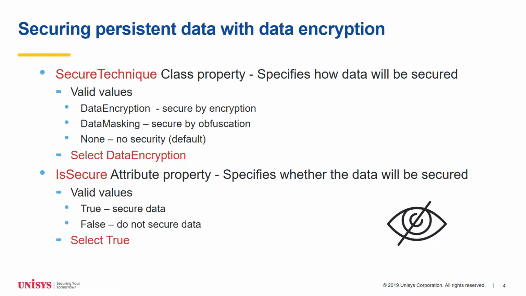AB Suite 7.0 MCP Runtime uses two model properties to apply security to persistent attributes. The first model property is the Secure Technique class property. Secure Technique is used to specify how the data will be secured. Data encryption indicates that the data should be encrypted. Data masking will obfuscate the data. Select Data Encryption in the Secure Technique property to encrypt your persistent data.